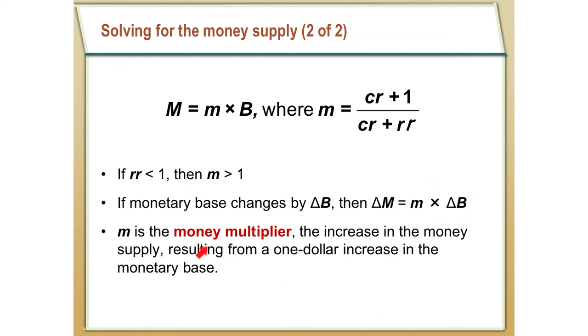Another way to interpret the money multiplier is the increase in the money supply resulting from a $1 increase in the monetary base. So if reserves go up by $1, then the money supply goes up by little m, the money multiplier.